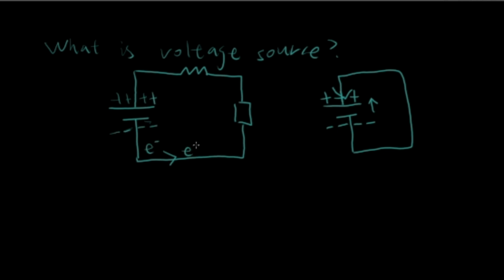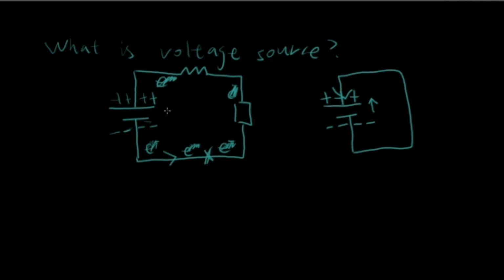So the electron is flowing from this direction to the positive terminal direction. This is how the electron is flowing. So what if we cut off the connection in here? Electrons will no longer be moving through here because this is cut.